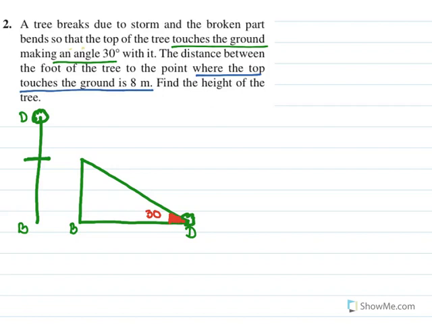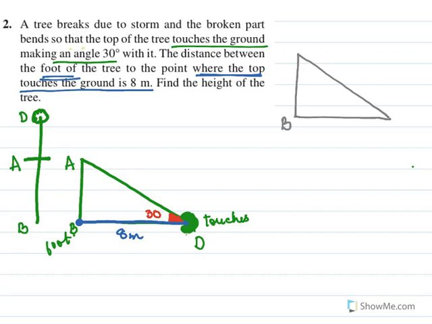From the foot of the tree, so here is the foot of the tree, and this is where it touches the ground, and this is 8 meters. I'm going to put it in another color. So that is 8 meters. Let me repeat that. The distance between the foot of the tree and where the top touches the ground is 8 meters. So here we will write this angle, it cuts at A, so this would be A.